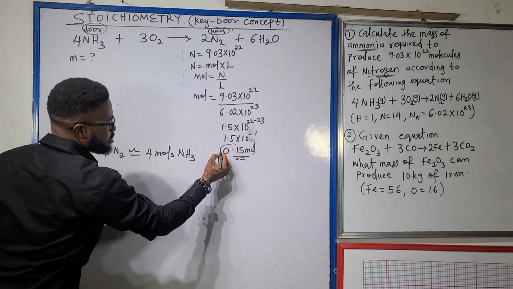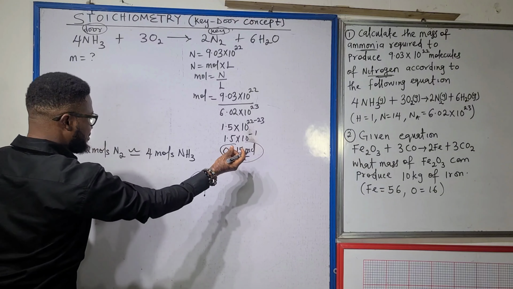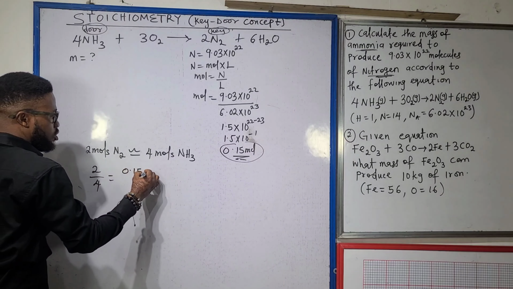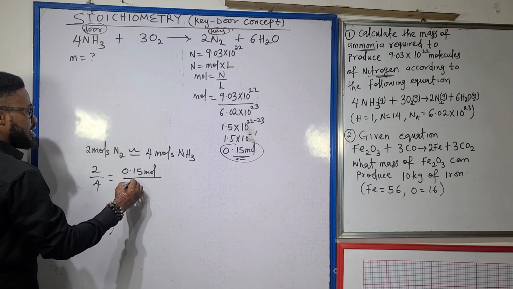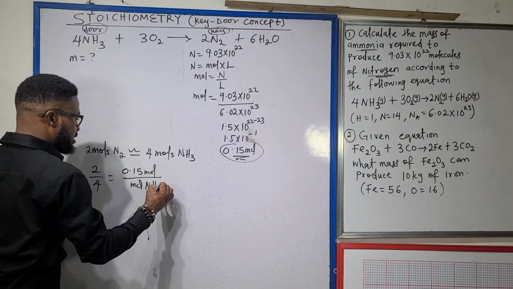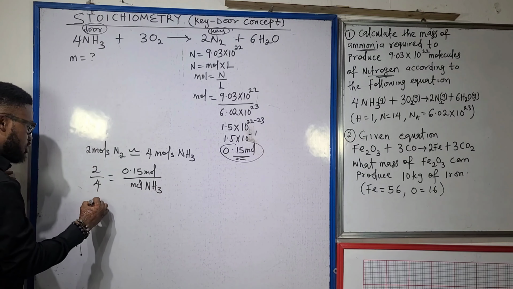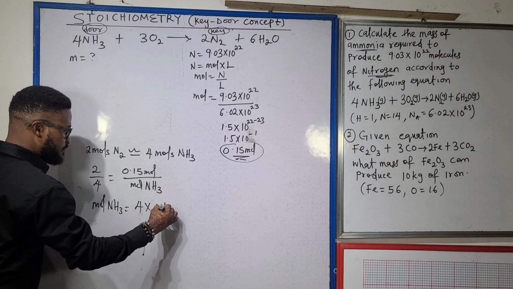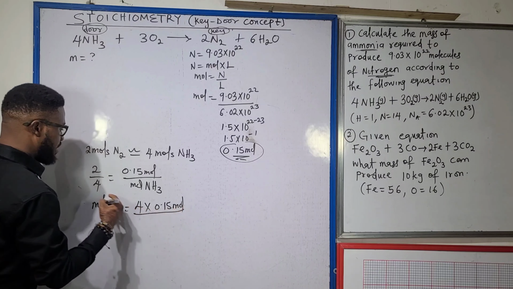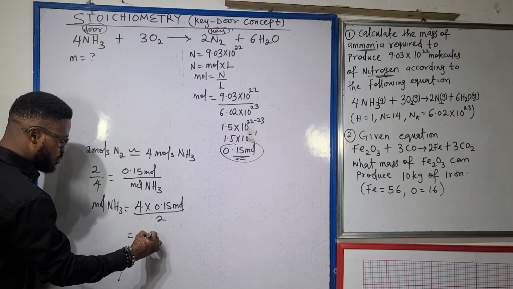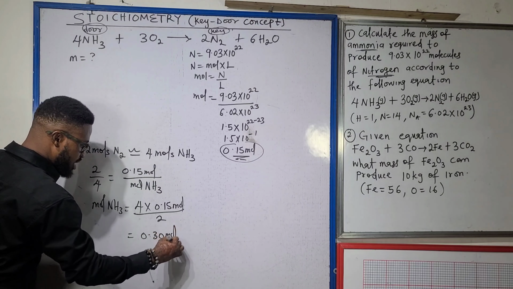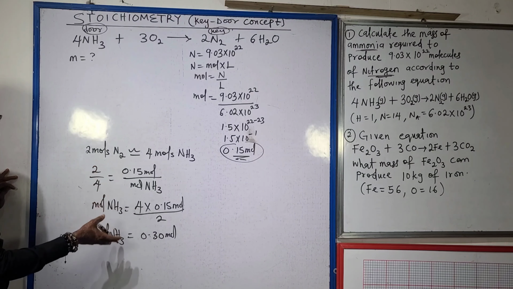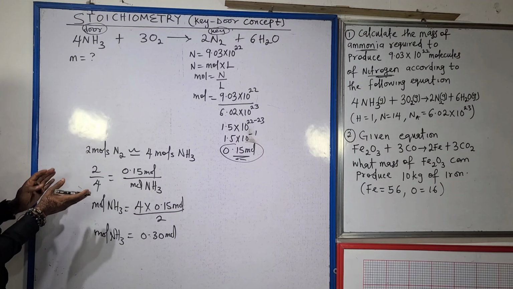In actual sense, I actually have 0.15 mole of nitrogen in reality. So if nitrogen was up on this side, nitrogen should also be the numerator on this side. 0.15 mole divided by mole of ammonia. So what that means is that this will move here, so that my mole of ammonia will be 4 times 0.15 mole divided by 2, and that is going to give me 0.30 mole. So it means that the mole of ammonia here is 0.30 mole.